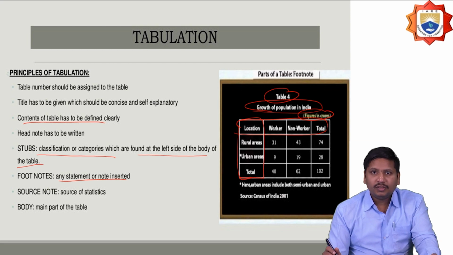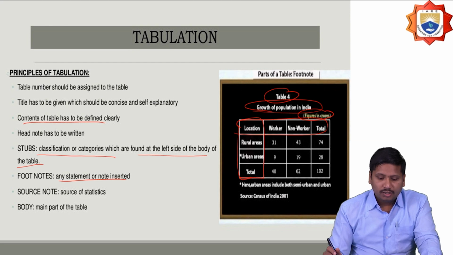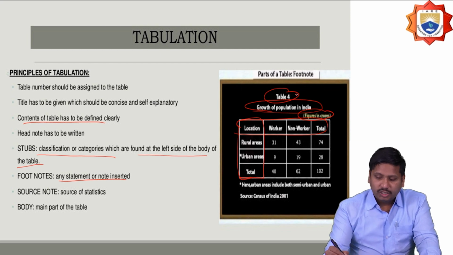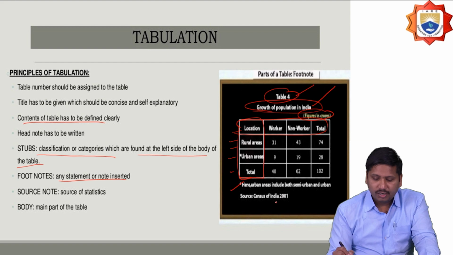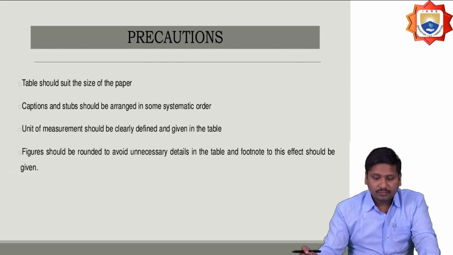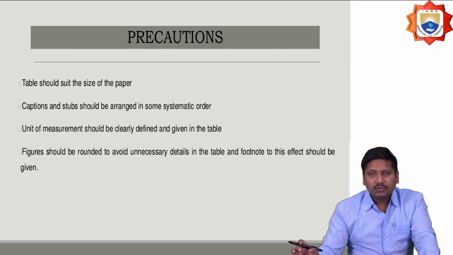So these are the sum of the various principles of tabulation, right? Where I can represent the data in the form of a table: the table number, the table title, the various stubs of the table, the footnotes and what they are meant for, the source note, and what should be the main body part of the table. So what kind of precautions have to be considered while creating a table?